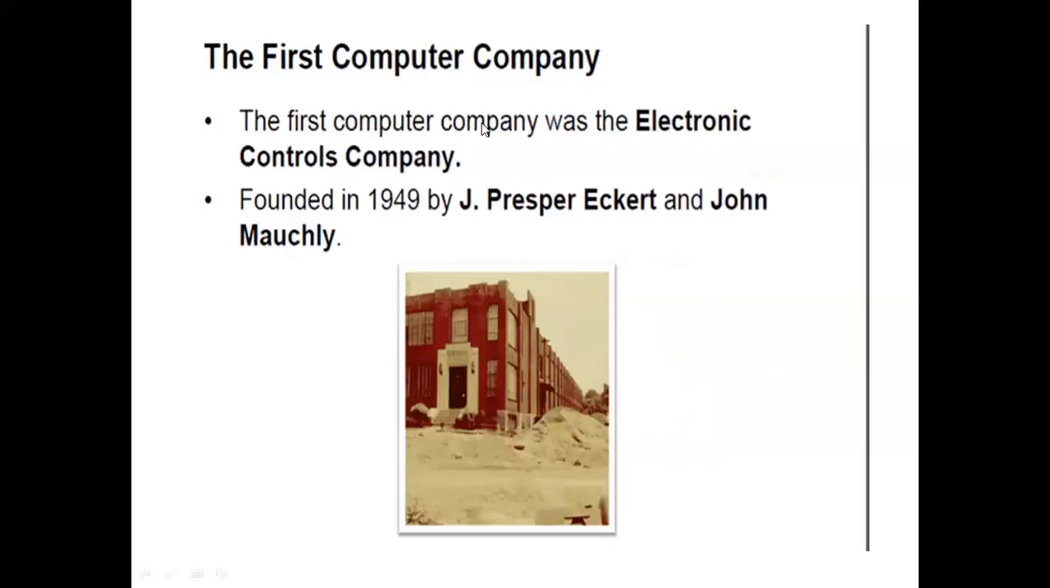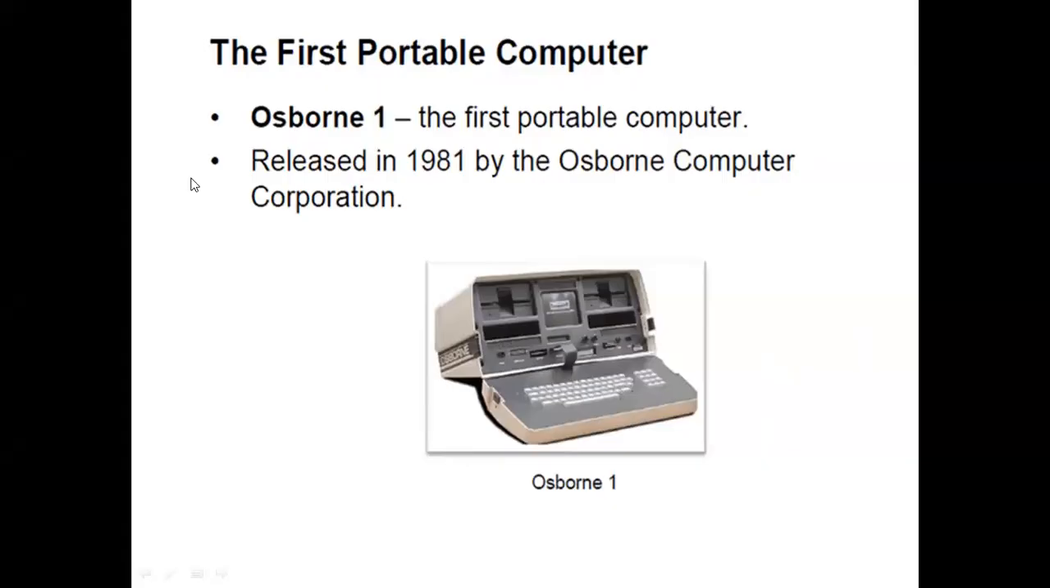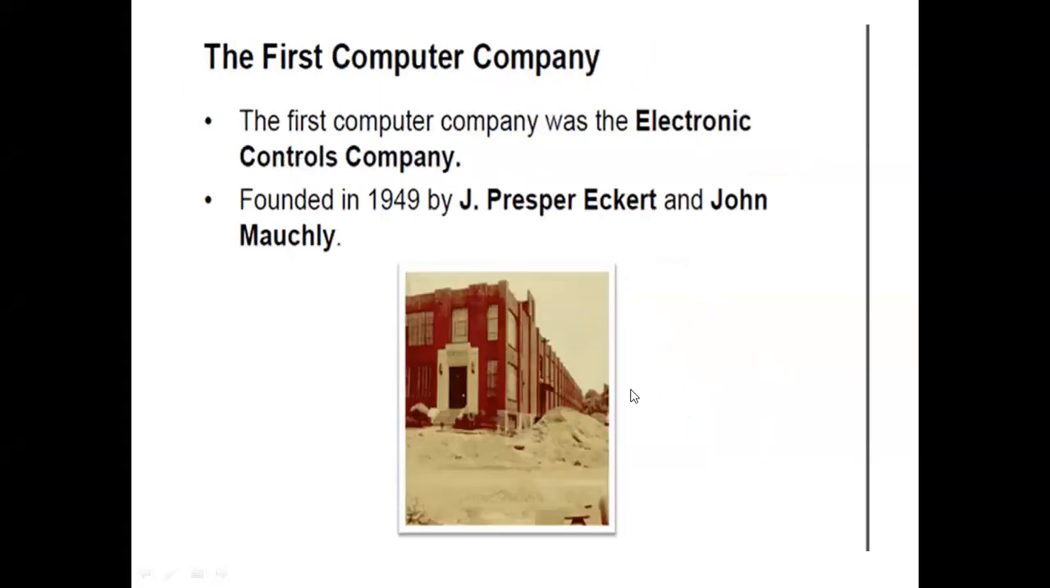And this is the first computer company, an electronic control company founded in 1942 by J. Presper Eckert and John Mauchly. This is the first computer company. This is the diagram of the company.